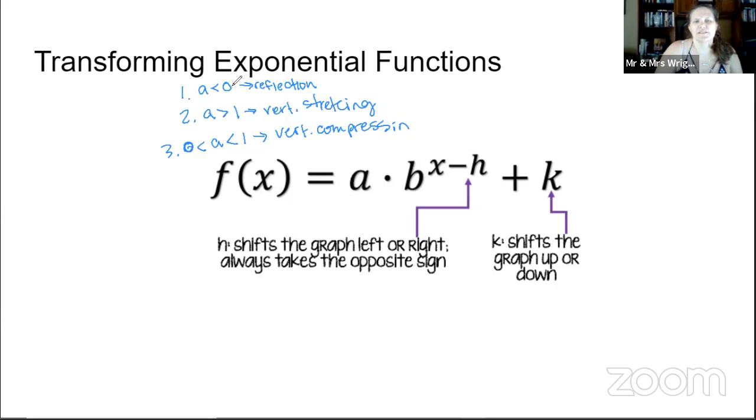A is less than 0, really just means if it's negative, right? So if it's -1, it is simply a reflection. But if it's -1/2, you're going to combine this vertical compression with the reflection. Or if it's a -2, you're going to combine the vertical stretching along with the reflection. So that's what A was, and we went over that in our last lesson.